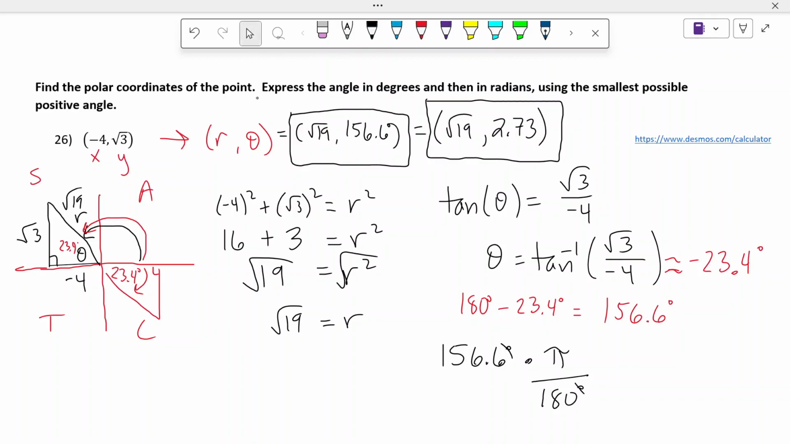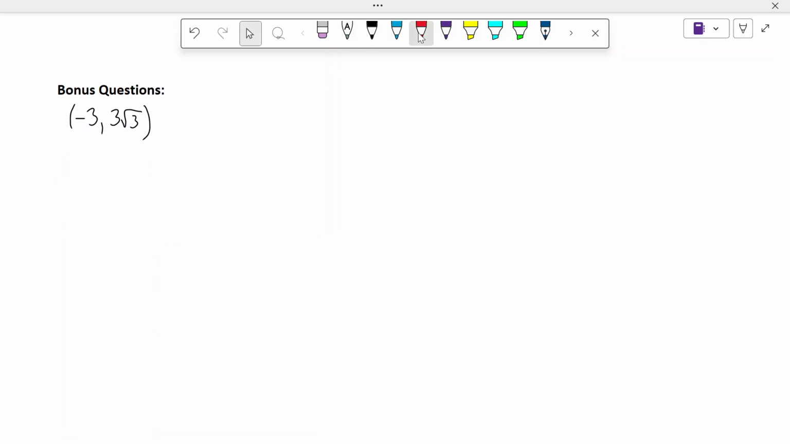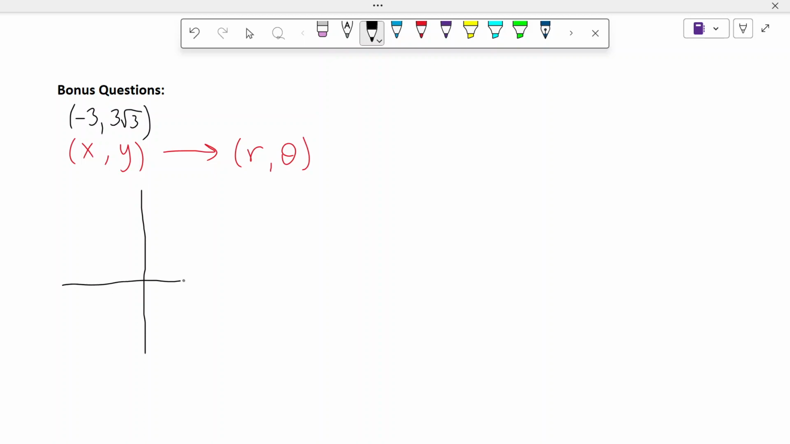I actually have a bonus question for us, because what would it be like if we had a nice angle? Allegedly this is going to be a nice angle. Let's see if it is. Again, I didn't write the directions here, but this is a rectangular point, an X and a Y. I want us to convert this into polar, an R and a theta. Real quick, let's draw this picture. If I look at the numbers, I can tell we're in quadrant 2 again. So we're going to go -3 over here, and then +3 root 3 up here.